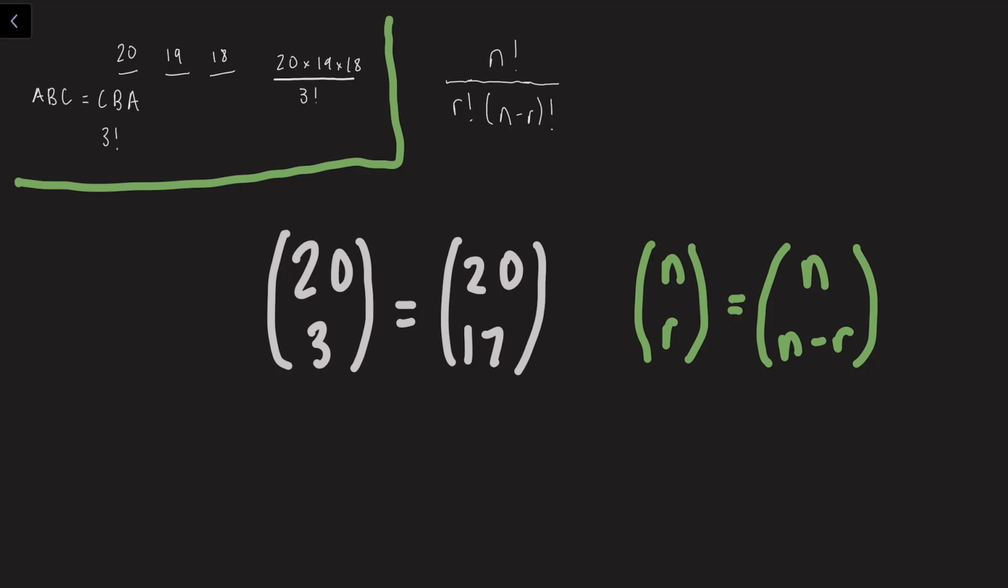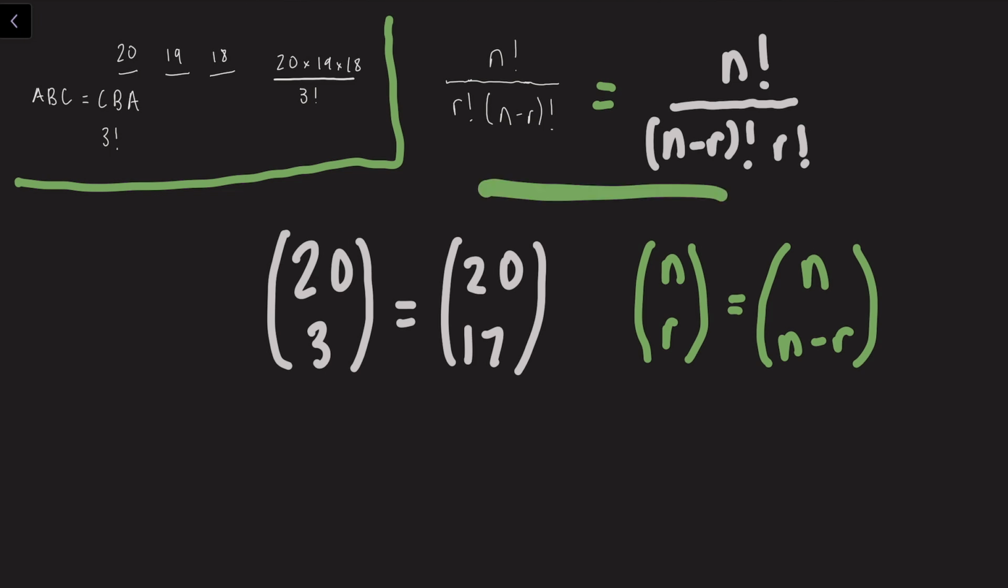And algebraically, we see it in our formula. If we did N choose N minus R, we get the same formula as doing N choose R. And it's shown right above. They're literally the same expression, just written in a different order.